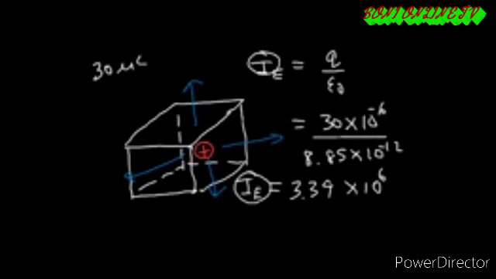Now, what if we wanted to calculate the electric flux through one of the 6 faces in the cube? If you need to do that, simply multiply your answer by 1/6, or divide it by 6. So the electric flux that passes through each surface, or each face of the cube, is 5.65 times 10 to the 5 newtons times square meters per coulomb.